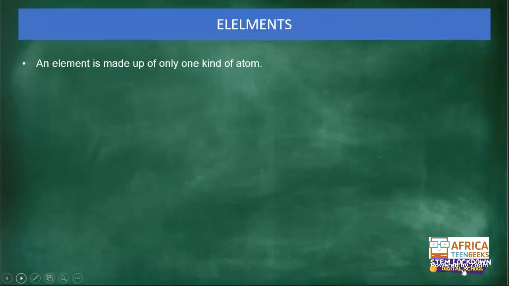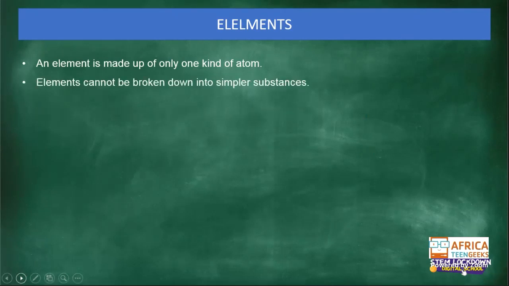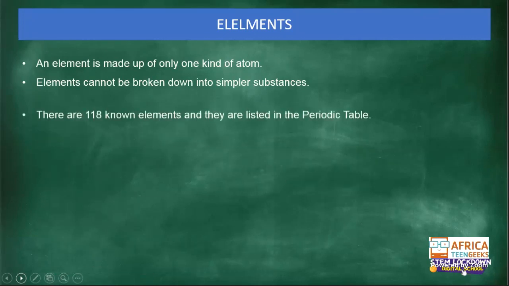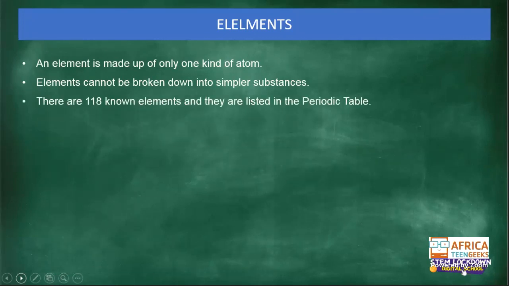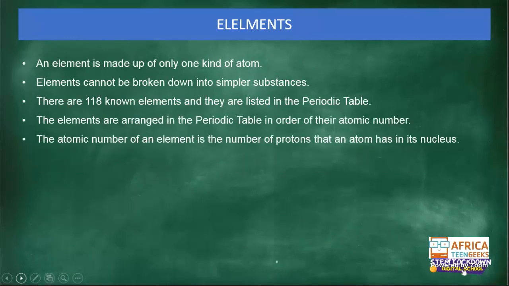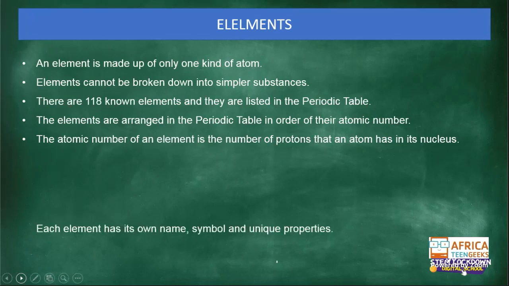Okay, so we know that all elements are made up of one kind of atom. That means all the atoms are the same. Now, elements cannot be broken down into simpler substances. There are 118 known elements, and these are listed in the periodic table. The elements are arranged in order of increasing atomic number, and the atomic number of an element is the number of protons of the atoms that occurs in the nucleus.